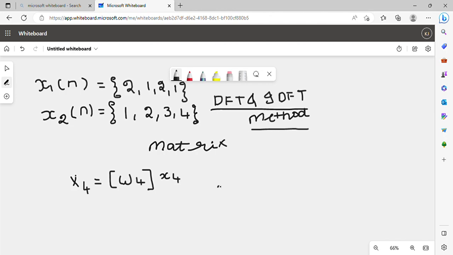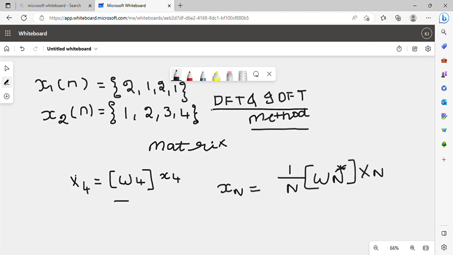And then one more formula with respect to IDFT is x of n is equal to 1 by n into omega of n star into X of n, right? So these two formulas are supposed to be used.